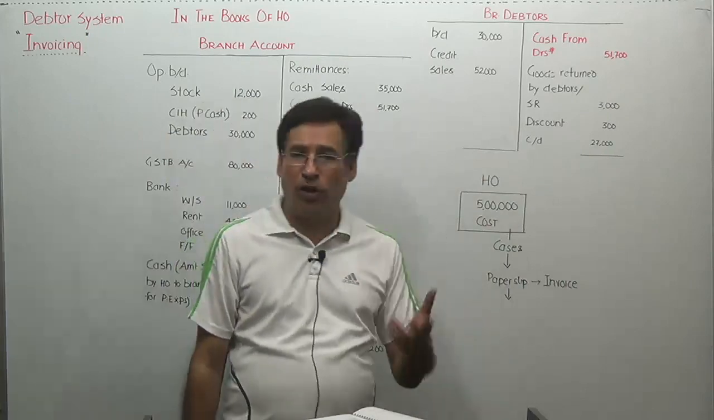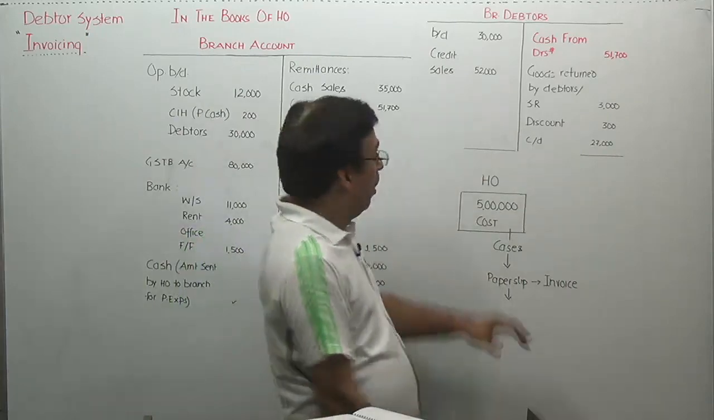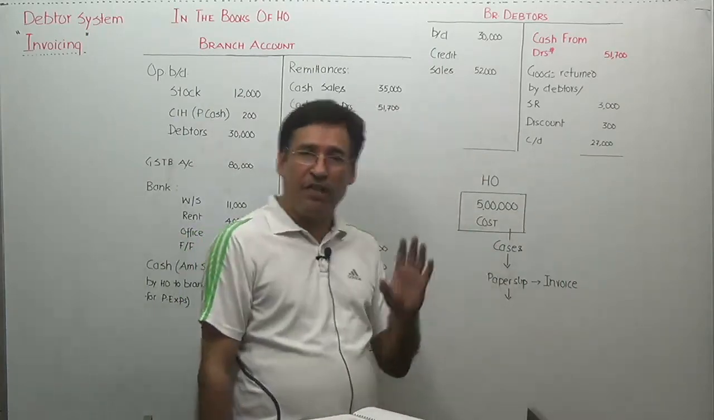In the invoice, I have already told you, particulars regarding the goods, quantity, etc. are written down. But what did head office do now? Pay attention.